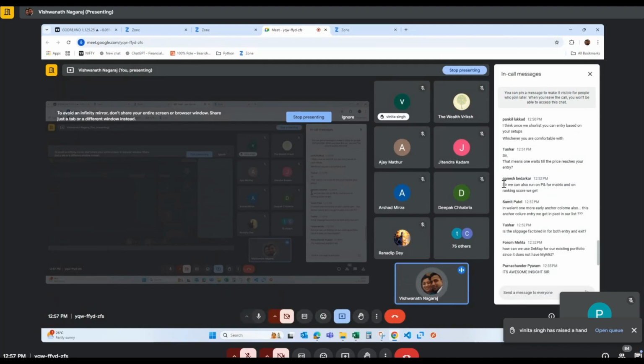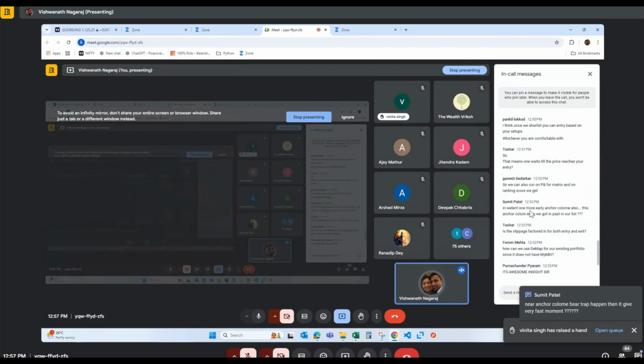Sir, we can also run on P&F matrix and ranking score. Absolutely, if that's what you're comfortable with. Nothing like it. Use DMAP to identify the strong sector so that you don't go wrong. I'm not saying the DMAP is going to give you the best thing, but DMAP is going to give you probably the most possible outcomes that can happen, and then you run your stuff, and then you put stop loss, and then you go with it.